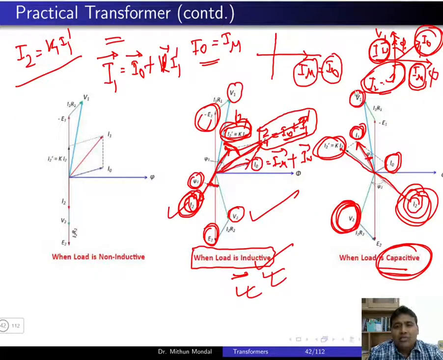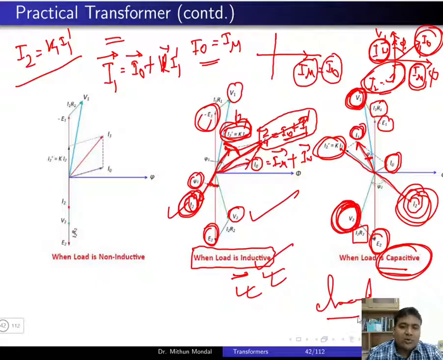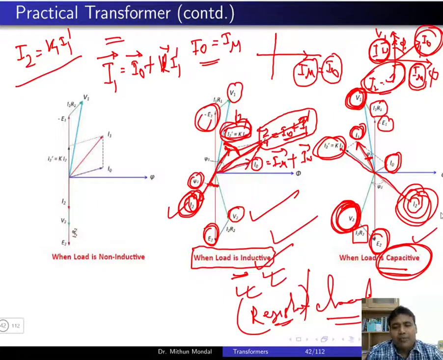Now also there will be a phase difference due to the KVL. Between V1 and E1 there will be a drop I1 R1, and between V2 and E2 there will be a drop I2 into R2. So in this way you can draw the phasor diagram of a transformer under the load condition. So now the transformer is under the loaded condition, and you will have a resistive drop in the primary and the secondary circuit. So this is for the inductive load and the capacitive load.